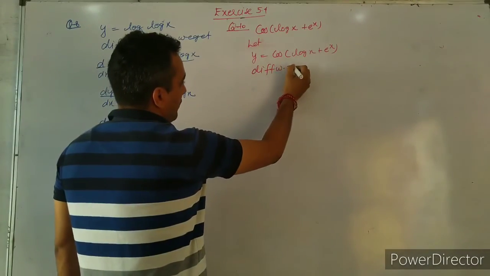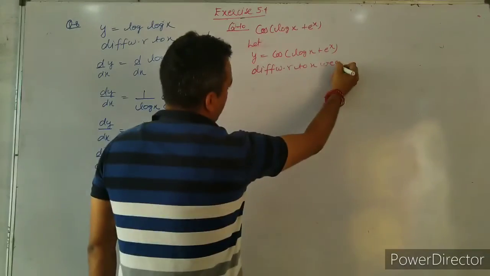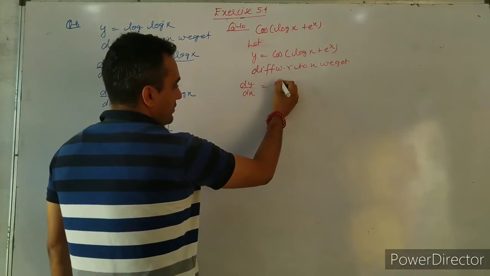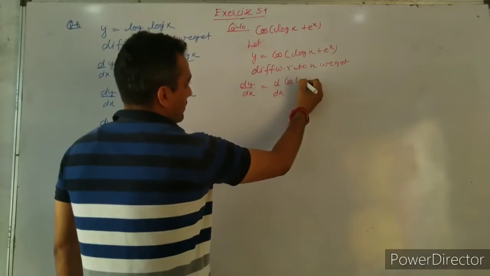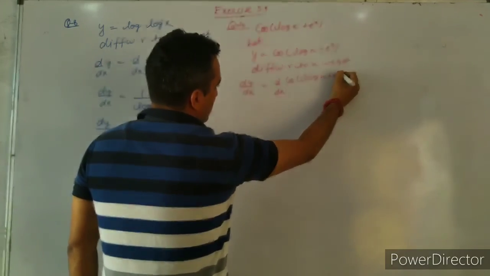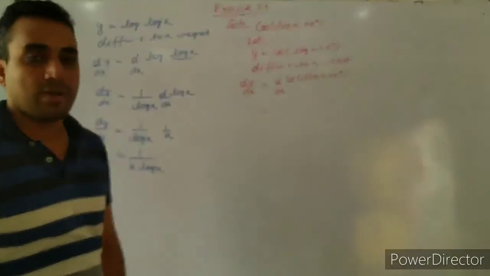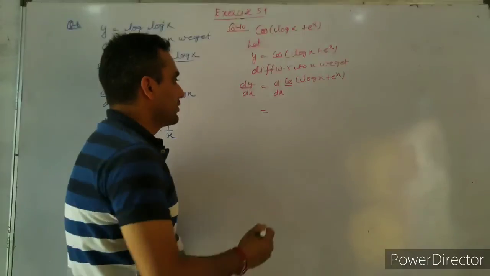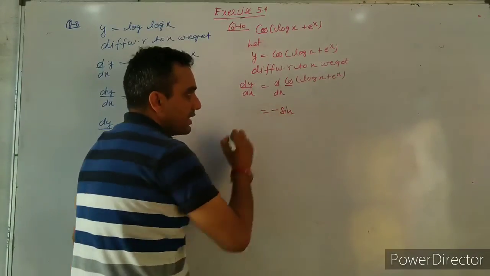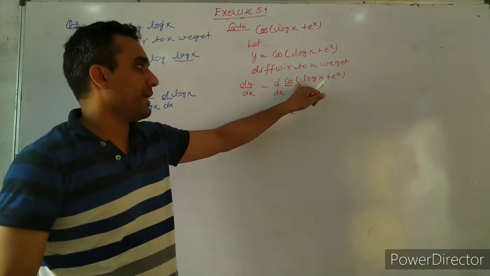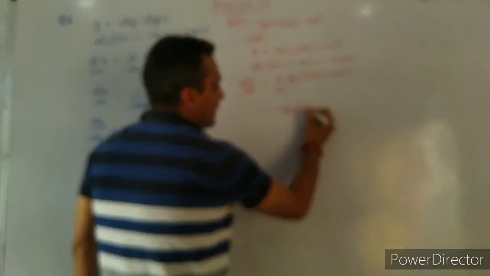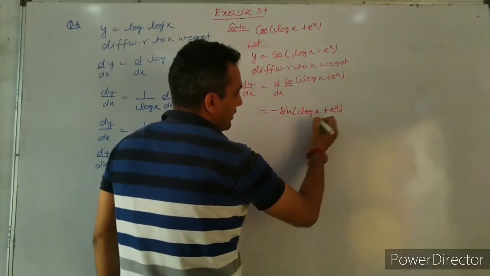Again, differentiating with respect to x, we get, differentiation of y is equal to differentiation of cos of log x plus a to the power x. Now again, we will apply the chain rule. We know that differentiation of cos is minus sine, so it will give me minus sine, and here at the place of x we are having log x plus e to the power x. So I will write this as log x plus e to the power x.